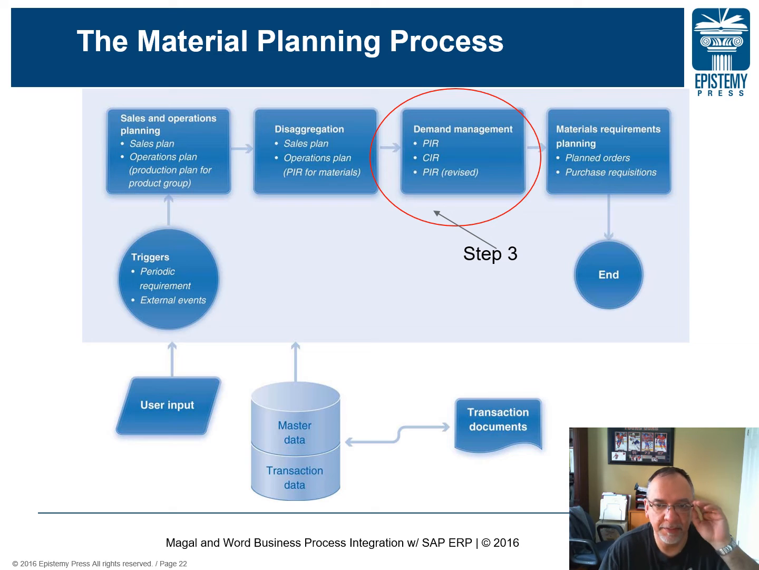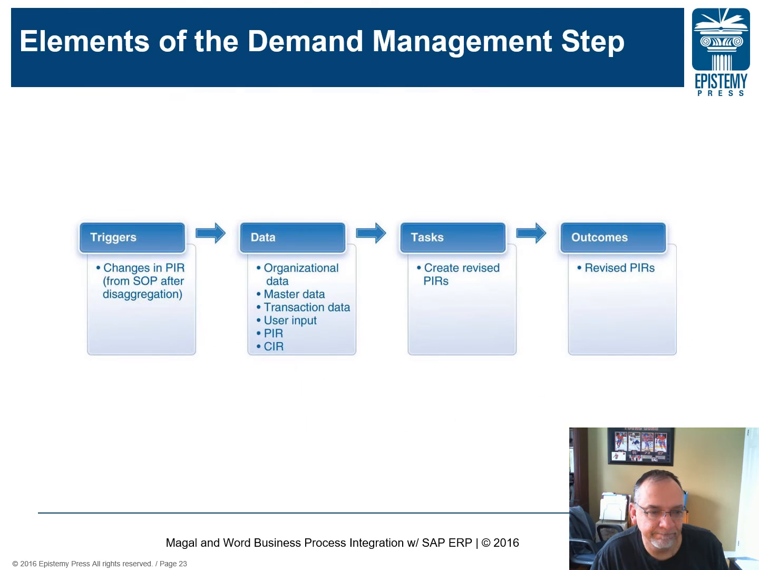So the demand management, again, looks at customer orders and creates planned independent requirements based on the production plan from the SOP and any open or current customer orders or CIRs. And here's the steps again, the triggers, changes in planned independent requirements, create revised independent requirements.